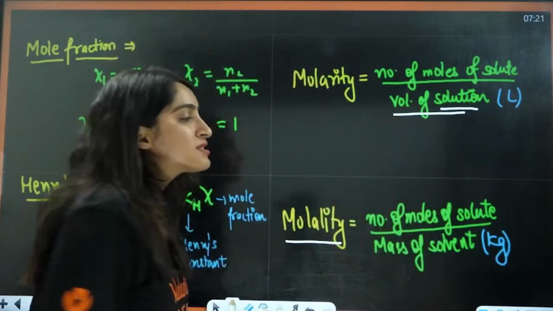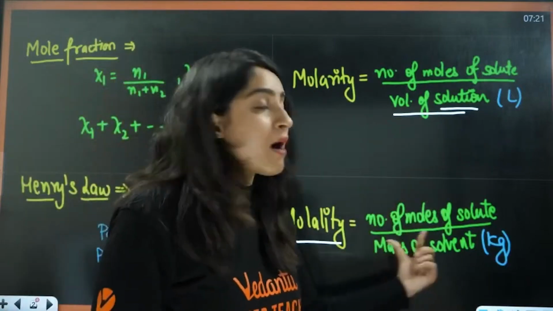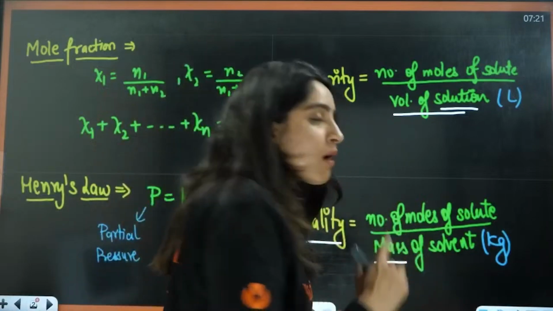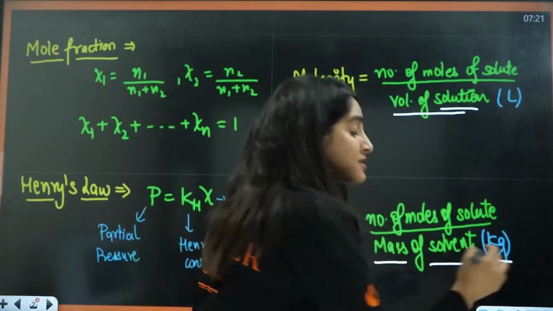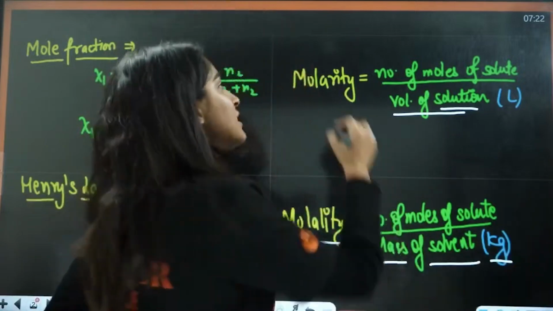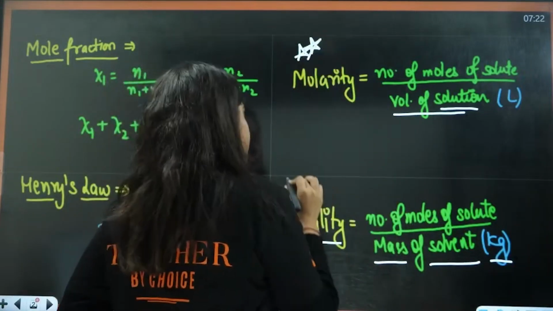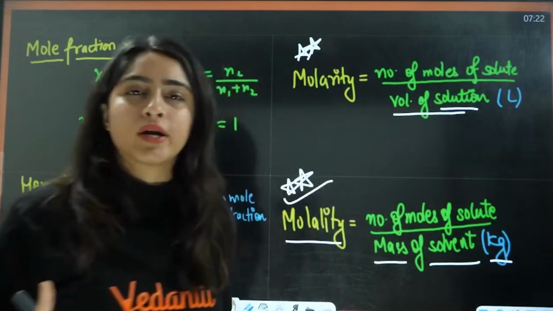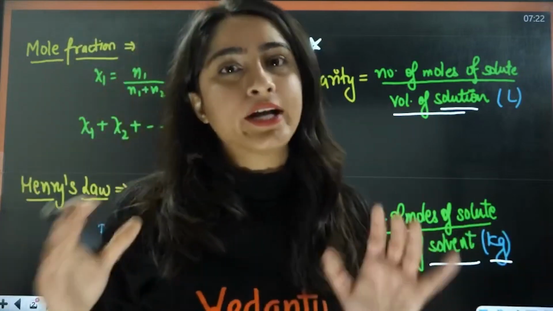Molality is number of moles of solute divided by mass of solvent. Here we are taking mass, and that too of the solvent, that is in kilograms, not in grams. So these two formulas are very important for your solution chapter, colligative properties.